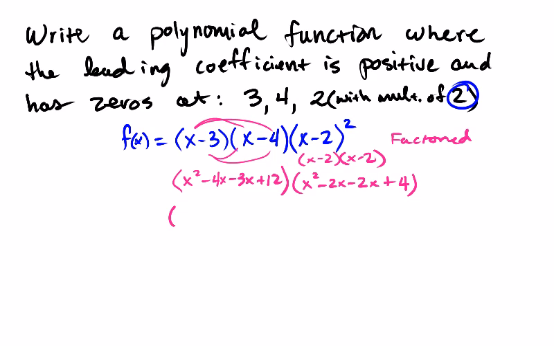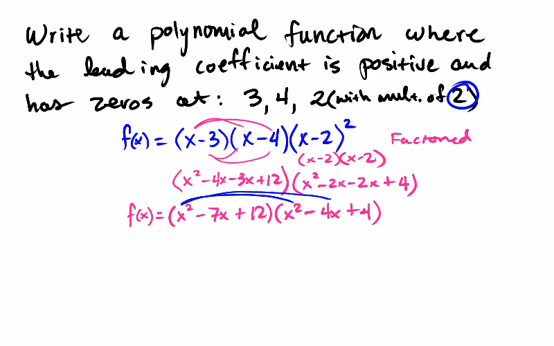Combine some like terms in each one, so you'd get x squared minus 7x plus 12 times x squared minus 4x plus 4. And now you're going to have to multiply it out. The way you do that is you would multiply everything in the first by everything in the second. So this x squared is going to get multiplied by every single thing over there. So it'd be x to the 4th minus 4x to the 3rd plus 4x squared.